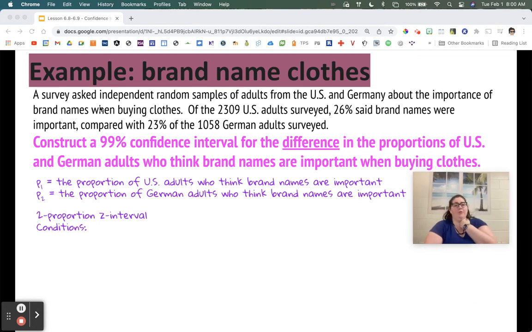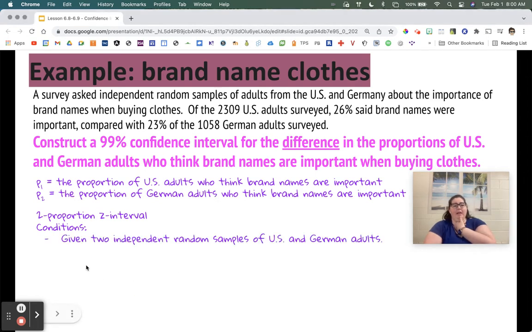Fortunately for this problem, we're told specifically that they were independent random samples. So I can just say, given two independent random samples of US and German adults. If that's not given, most of the time you can assume it, just kind of like how we did with random. And we'll look at some examples maybe another day where maybe it's not as easy to assume that.